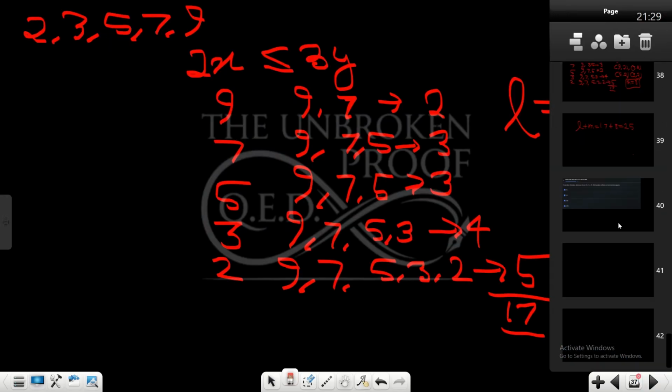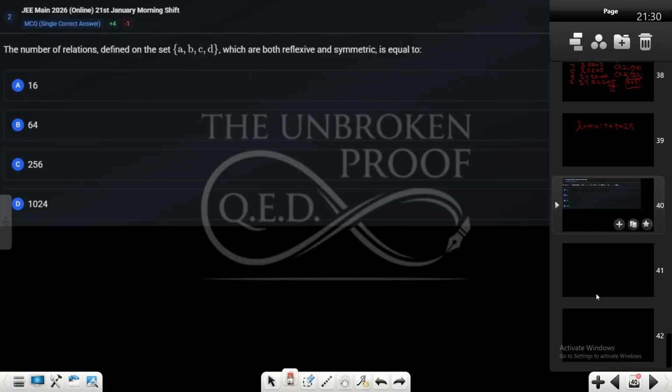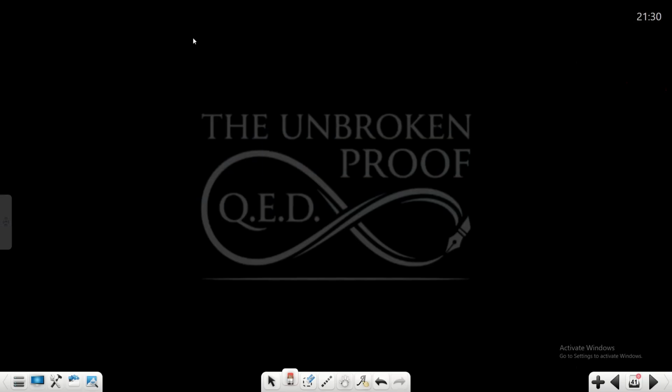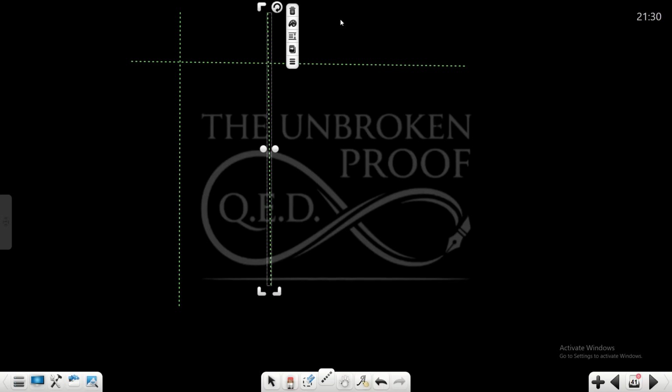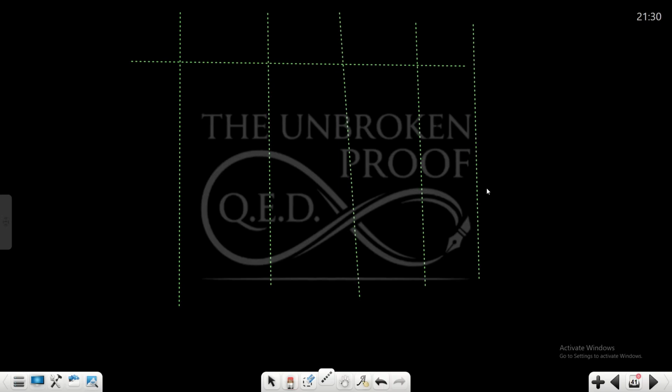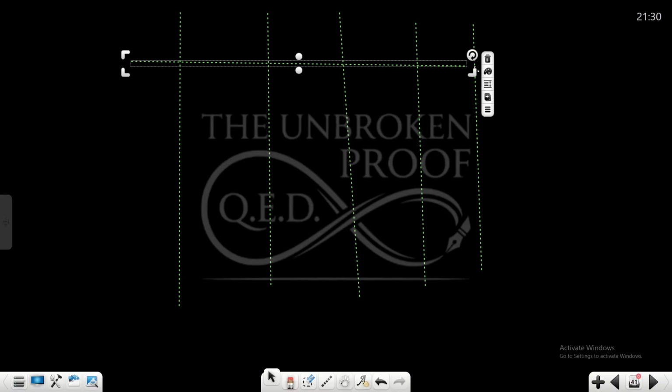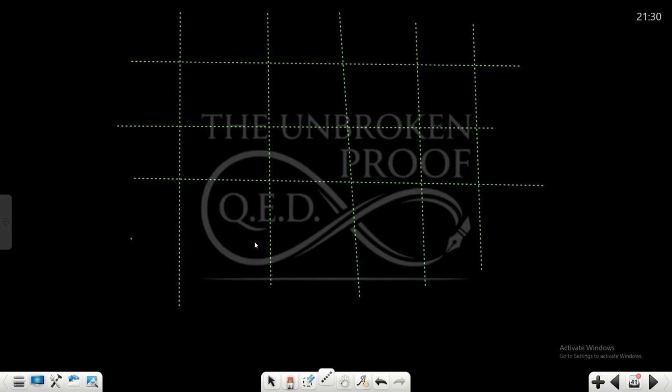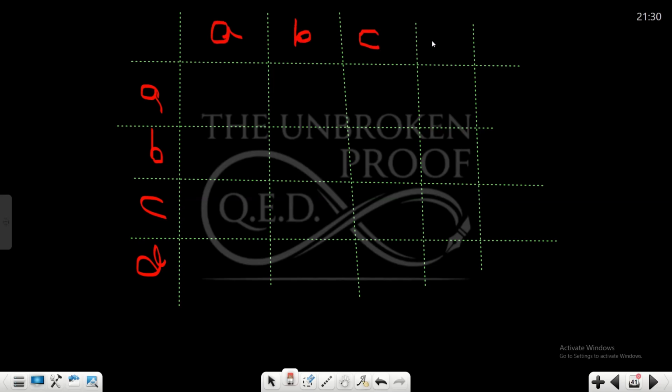Okay, now let us look into the last question. The number of relations defined on the set A, B, C, D which are both reflexive and symmetric. Now for this question we can use the approach of a matrix. If I take something like this, 1, 2, 3, 4, expand this, and then one more like this, 1, 2, 3, 4. Now if I take A as A, B, C, D, A, B, C, D.